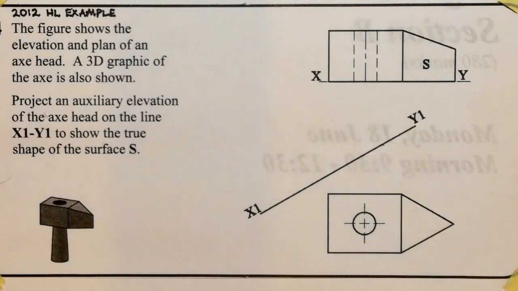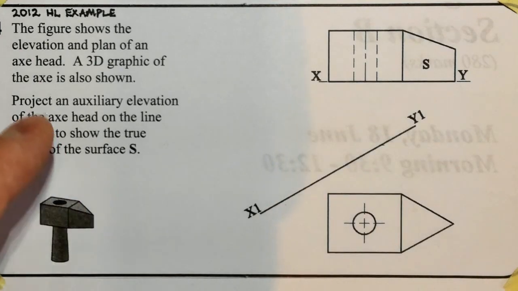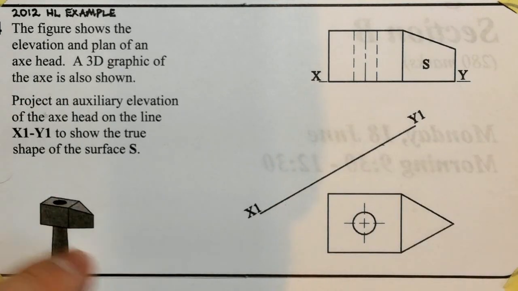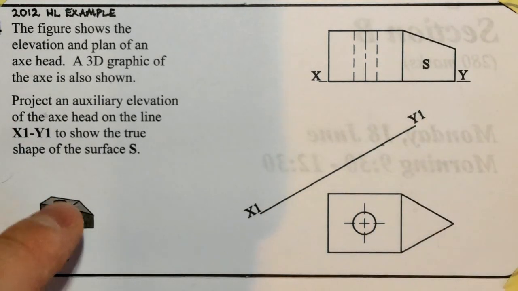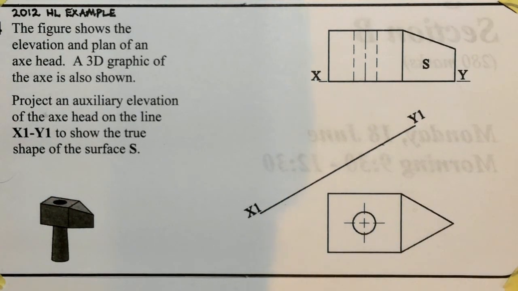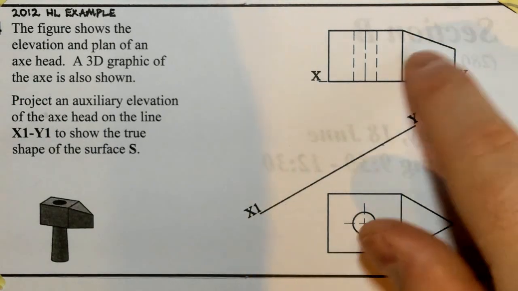So the figure shows the elevation and plan of an axe head. And you can see the axe head here. And it says a 3D graphic of the axe head is also shown. That's the elevation, that's the plan, and this is the 3D graphic. Project an auxiliary elevation of the axe head on the line x1, y1 to show the true shape of surface S. And here's surface S here.